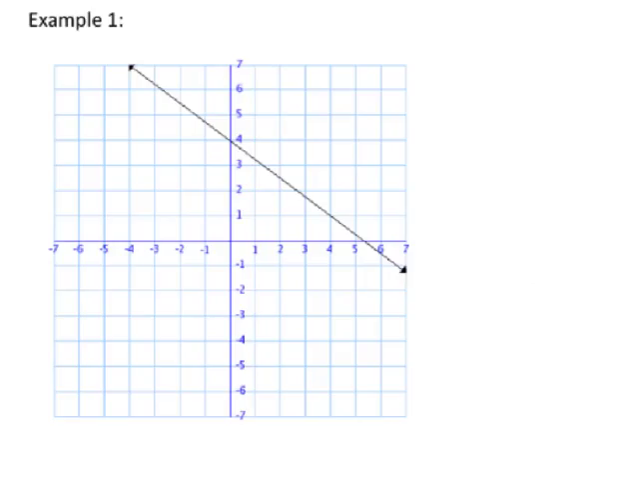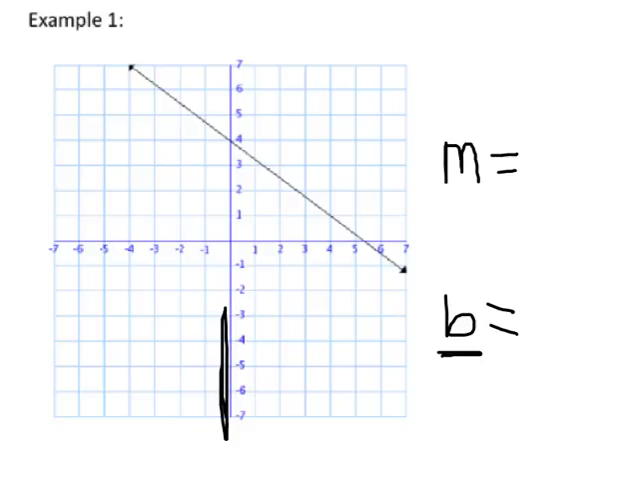Alright, so looking at this first example, if we're trying to write our equation, what are the two things that we need? We need our m, and we need our b. Let's start by finding our b. If our b is our y-intercept, that is the point where the line hits what? The y-axis. Our y-axis is right here. It's the axis that goes up and down. So where does this line hit the y-axis? It hits the y-axis at the point 4.